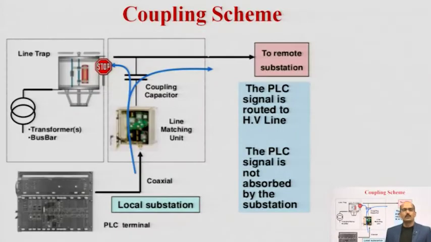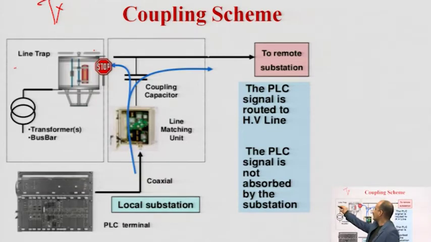Now we are going to discuss all the points one by one, such as the line trap, coupling schemes and so on. First of all, this is the explained arrangement of the PLCC terminal at the transmitter side. Here you can see the main power or electricity which is transferred from one substation to another is coming from here. This is a line trap. What is the use of the line trap? We are going to study that in the next slide.